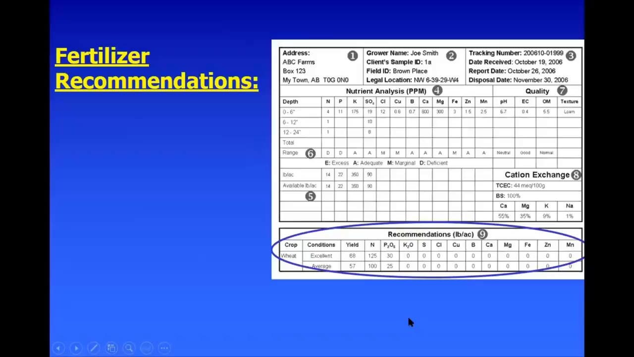And finally, it comes to fertilizer recommendations. I always suggest to farmers to review those, but these are general recommendations that the lab is going to give you.